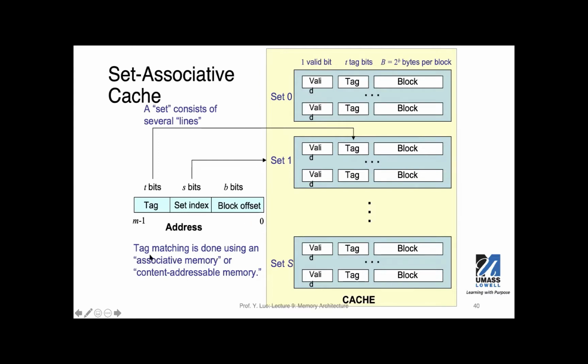Okay, so the tag matching is part of the process for the set associative cache, and it's usually done using associative memory or content addressable memory, so the matching can be done quickly. We mentioned earlier that if there's a cache miss, you need to replace one of these existing blocks in a set. You can use policies like least recently used or first in, first out to replace one of those existing blocks in the set.